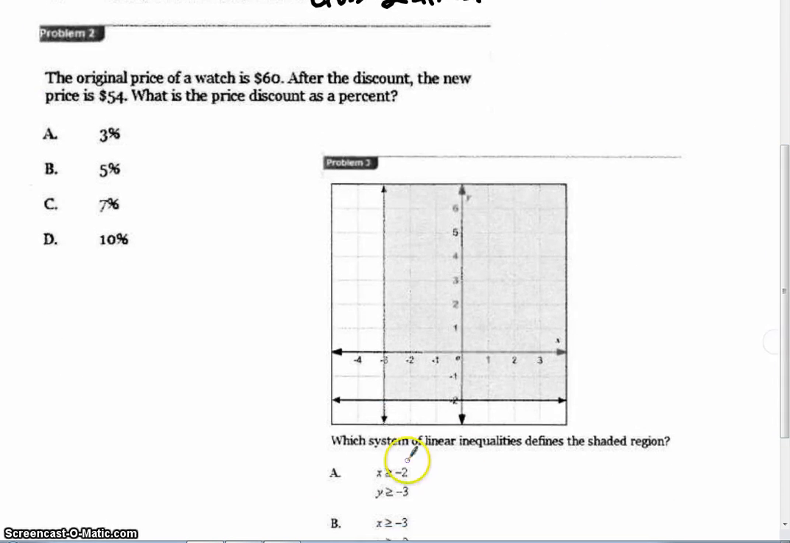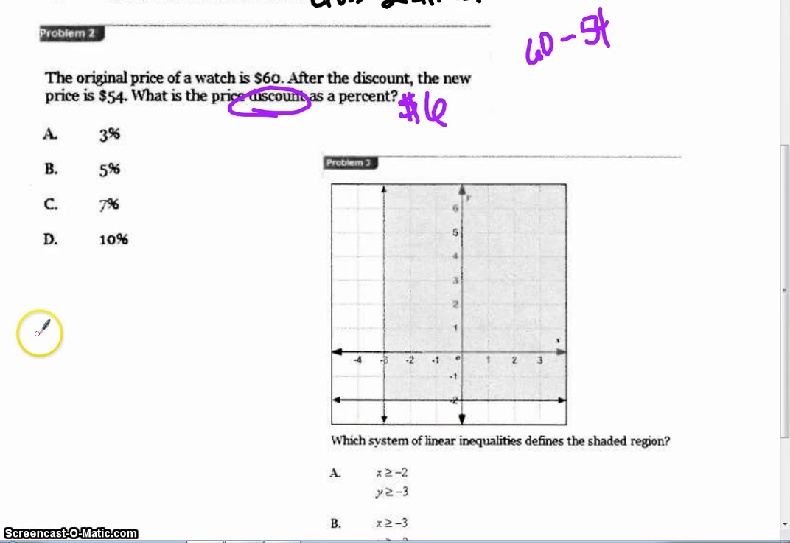Number 2, the original price of a watch is $60. After the discount, the new price is $54. What is the price discount? First of all, how much was the discount? You're going to have to say 60 minus 54, and they saved $6.